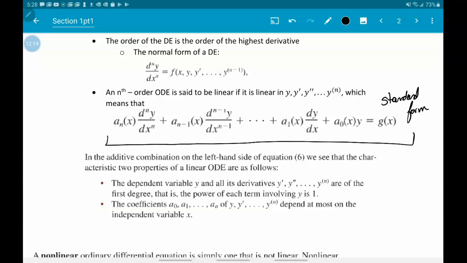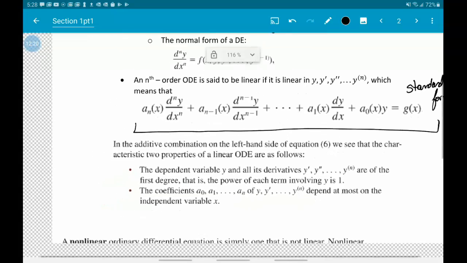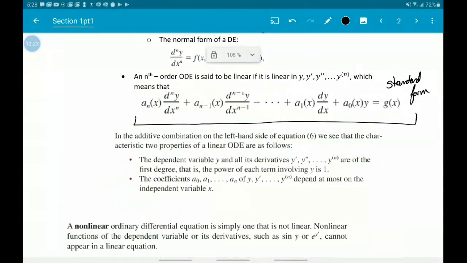And when you're talking about whether or not something is linear, there's a couple of characteristics you're looking for. First, the dependent variable y and all of its derivatives are of the first degree, which means that we haven't raised anything to a power. If you take a derivative and you raise it to a power, second power, third power, or whatnot, then it is no longer linear. And then the second thing you're looking for are the coefficients.